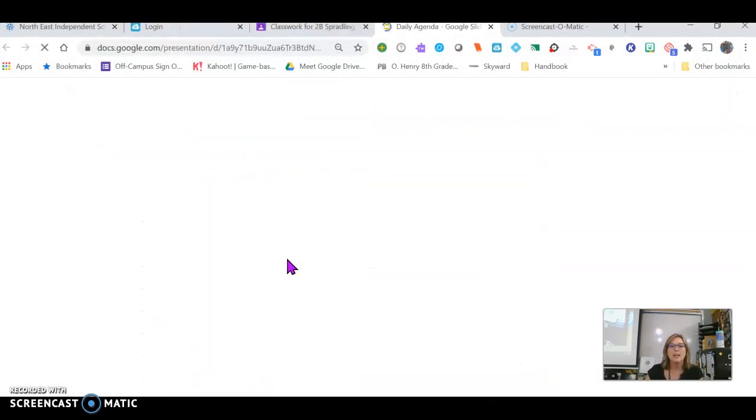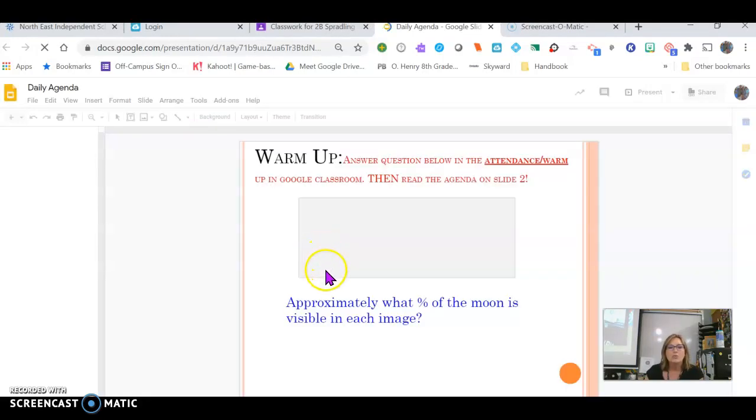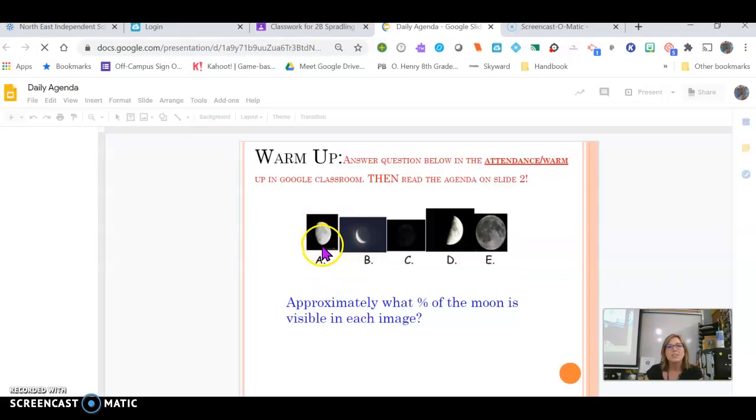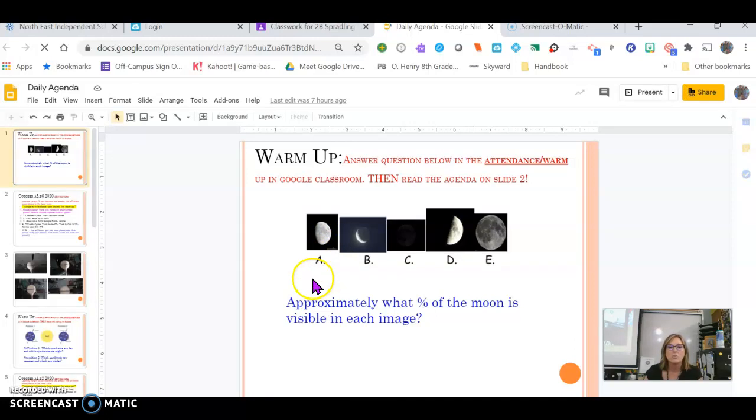Of course, you need to always make up the warm-up. For your warm-up today, I want to look at the questions that we did, because as we're looking at our moon phases, we need to think about the percentage of the moon that is being lit. In this particular one, it's a waxing gibbous because it's on the right side, and gibbous moons would be any percentage 51% to 99%, because it's more than half but not quite full.